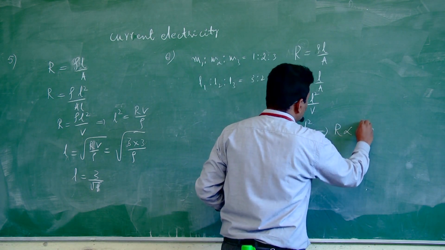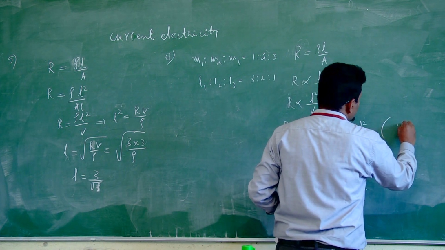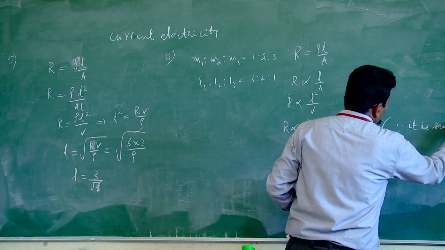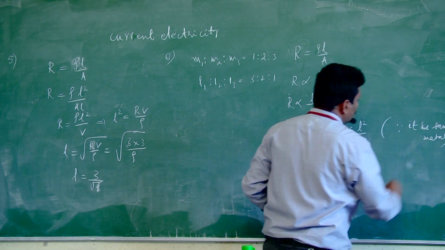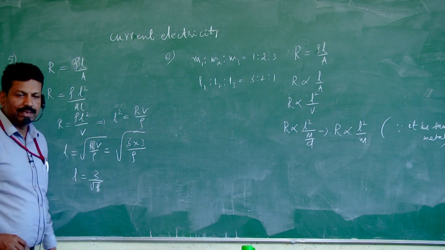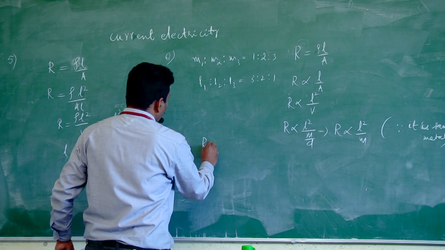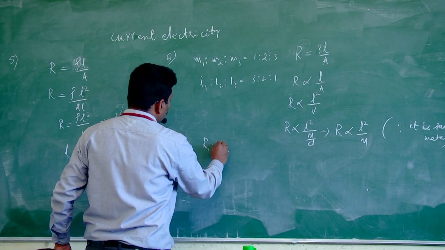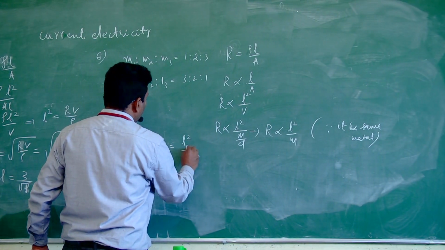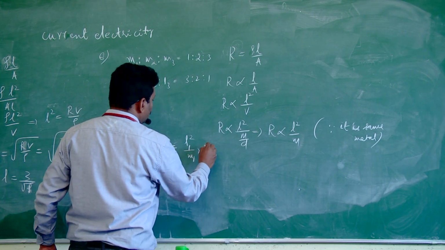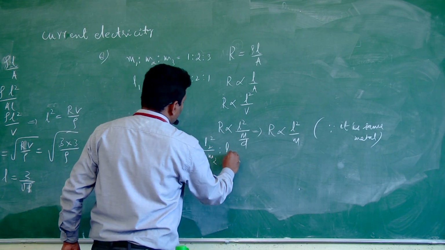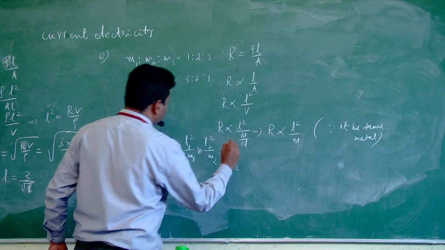Therefore R is proportional to L squared by M, since it is of same material. It is same metal, so density is same. Therefore R is proportional to L squared by M. So which means that R1 is to R2 is to R3 is equal to L1 squared by M1, is to L2 squared by M2, is to L3 squared by M3.